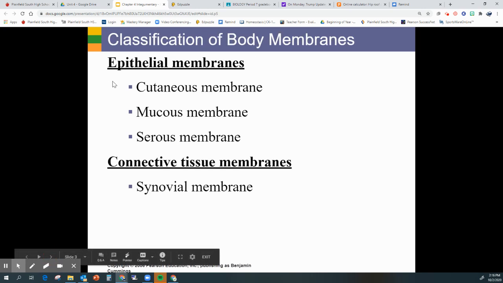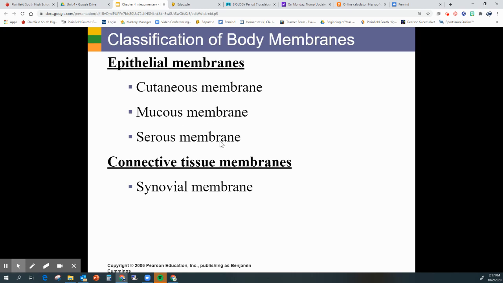Okay, those membranes are broken up into two basic categories. There are epithelial membranes, because they're made mostly of epithelial tissue, and then there also are connective tissue membranes because they are made of connective tissue. The epithelial membranes, which we're going to go through in just a second, are cutaneous membranes, which is the skin itself, the outer layer. Mucous membranes, so these are ones that line openings of our body to the outside, like your nose, mouth, parts of your ears, your anus, places like that.